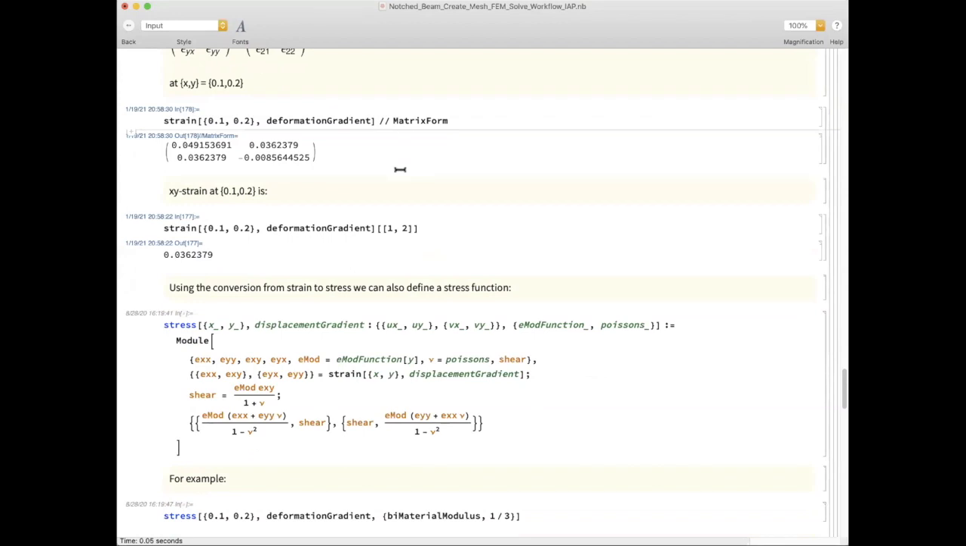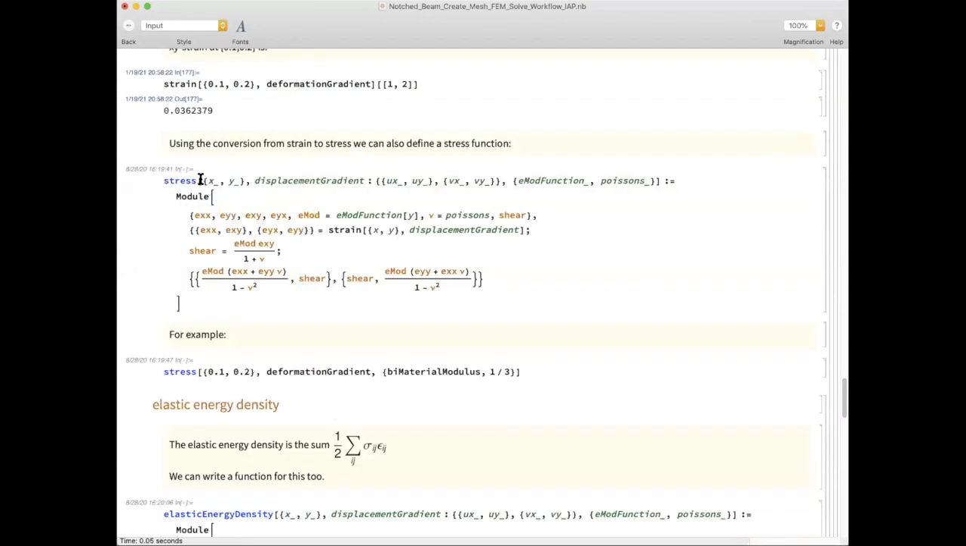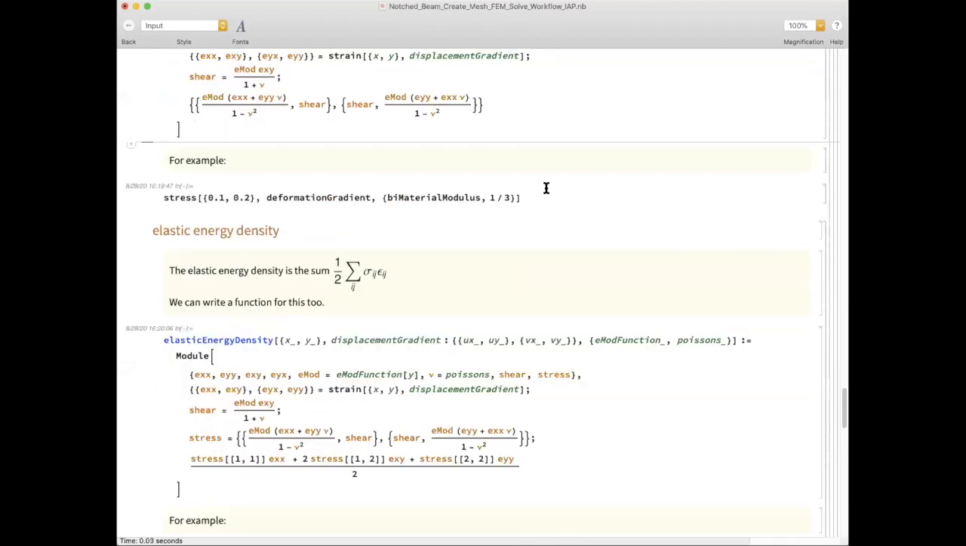Okay, if I want to plot the stress, I can plot the displacement gradient. For the stress, I'm going to have to know what my modulus function is, and then I've gone through and calculated the stresses from strains that I've defined here in this function. So for example, the stress at a particular point is equal to this value.